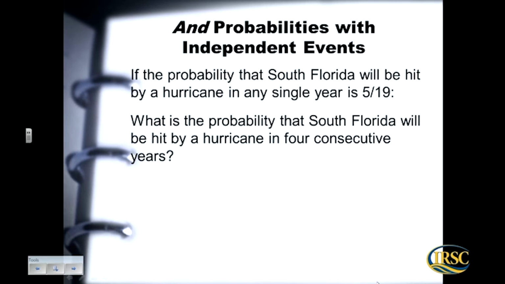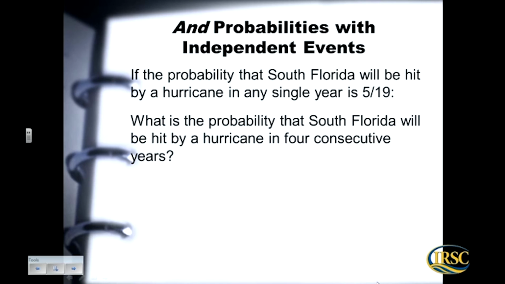Now, that would just be in 1 year. So we're looking at 4 consecutive years. So this is an "and" problem without using the word "and." Think about what 4 consecutive years means. It means in the first year, and in the second year, and in the third year, and in the fourth year. So if you have a problem that says consecutive times, or so many times in a row, or something like that, then that is the same as an "and" problem.